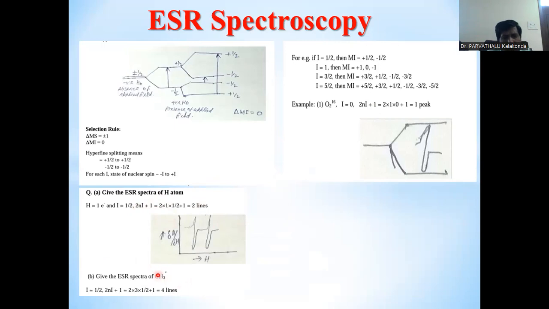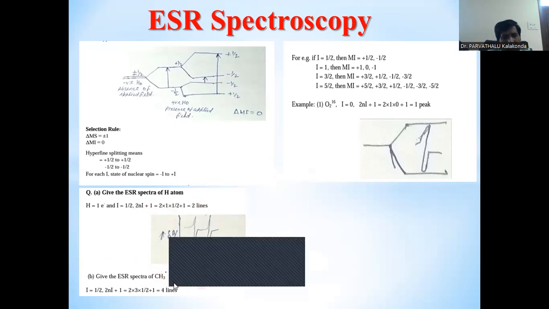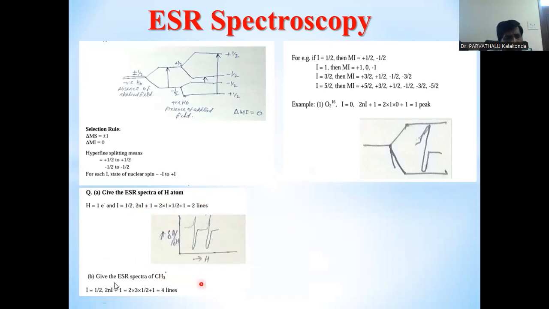Similarly, the radical CH3. You can see here for CH3, 2NI plus 1, you have three hydrogens here. So 2 into 3 into half, nuclear spin half, plus 1, 4 lines you will get. For CH3, you end up with a 4-line spectrum. For hydrogen, 2 lines; for oxygen, 1. So all this may be asked in the exams.